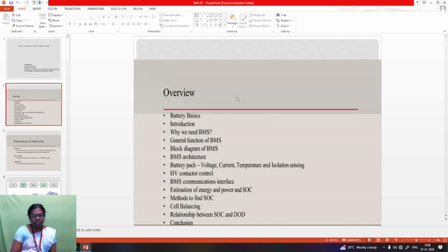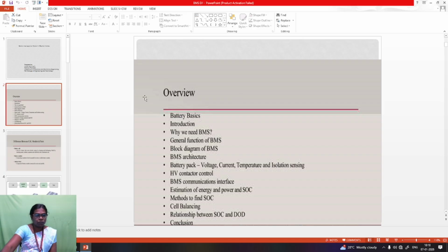So now we will discuss these points. What are the battery basics, introductions, and why we need BMS, general function of BMS, and block diagram, and BMS architecture, battery pack voltage, current, temperature, and isolation sensing, high voltage contactor control, and BMS communication interface, estimation of energy and power, and SOC, methods to find SOC. SOC means state of charge. Cell balancing, relationship between SOC and DOD, depth of discharge, and conclusion. So these points cover all those things in BMS.